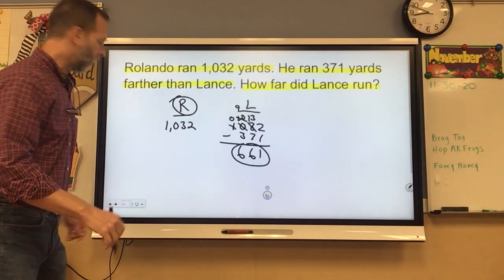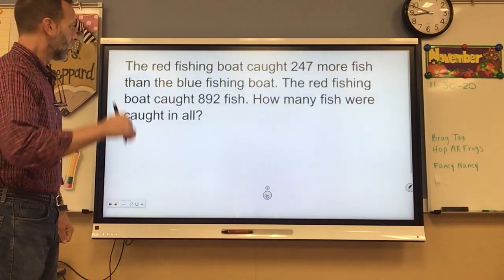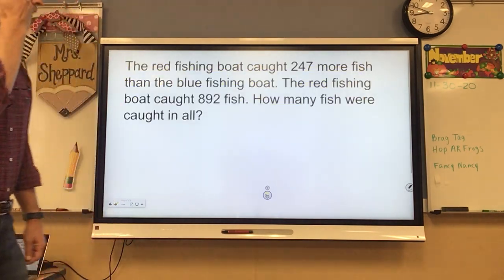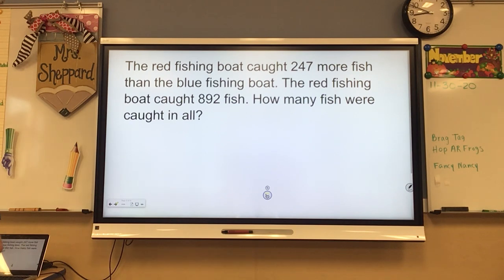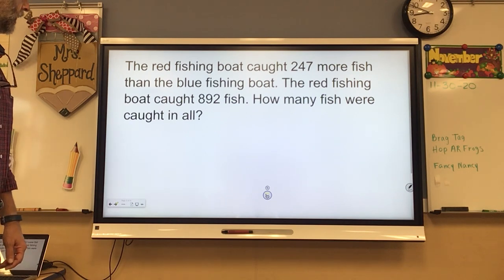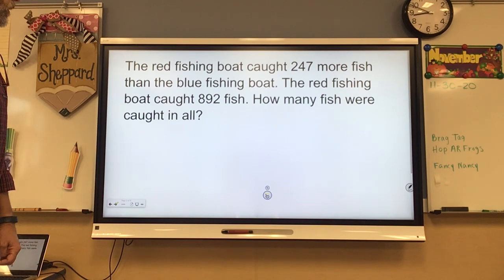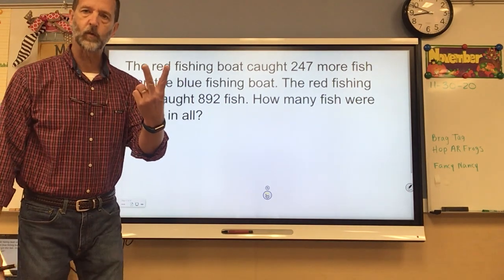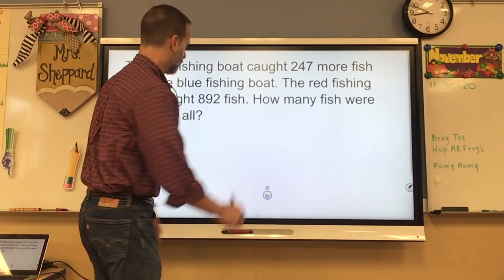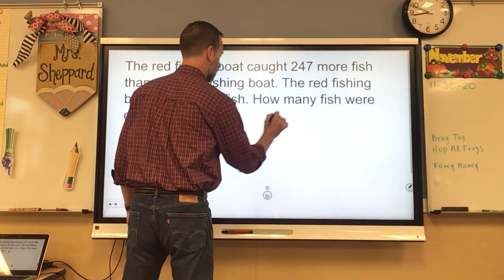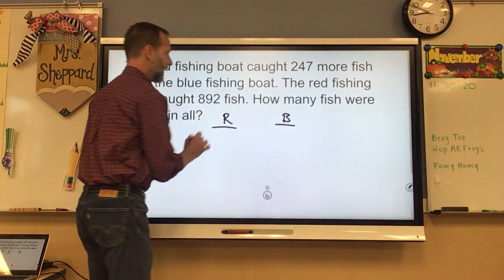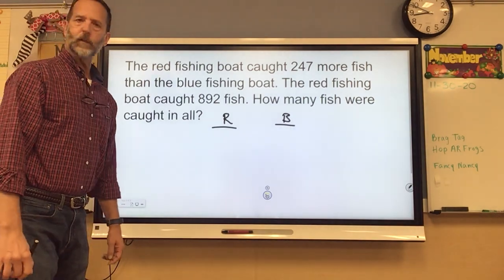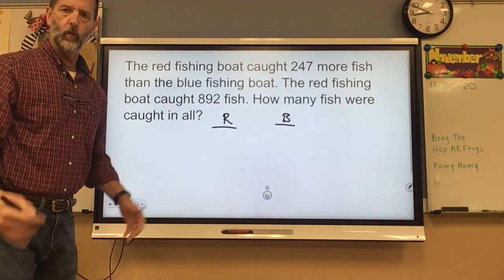Okay, let's try one more. The red fishing boat caught 247 more fish than the blue fishing boat. The red fishing boat caught 892 fish. How many fish were caught in all? What are my two groups in this one? I've got a red boat and a blue boat, right? Red and blue. Which number do I know? Which one do I know, the red one or the blue one?